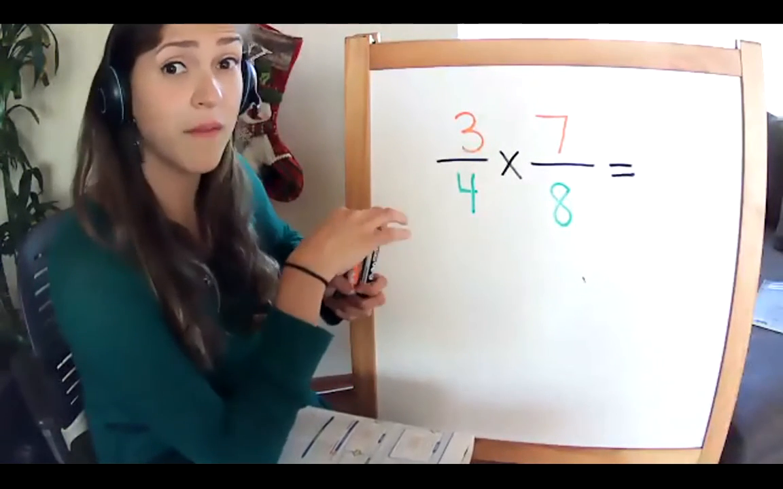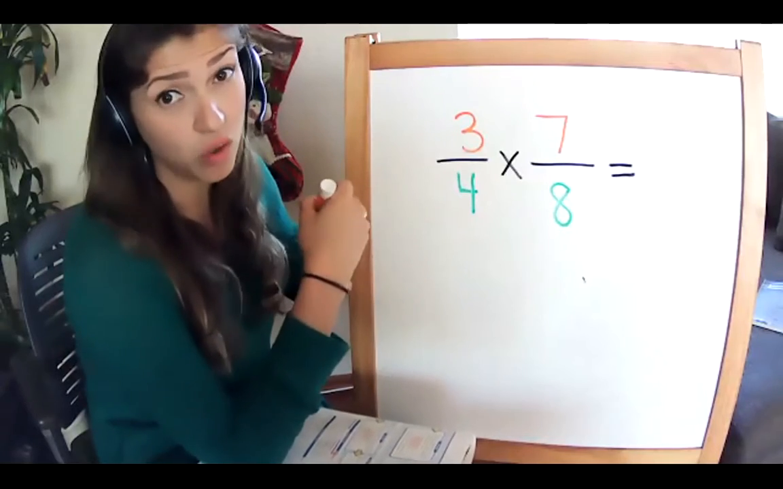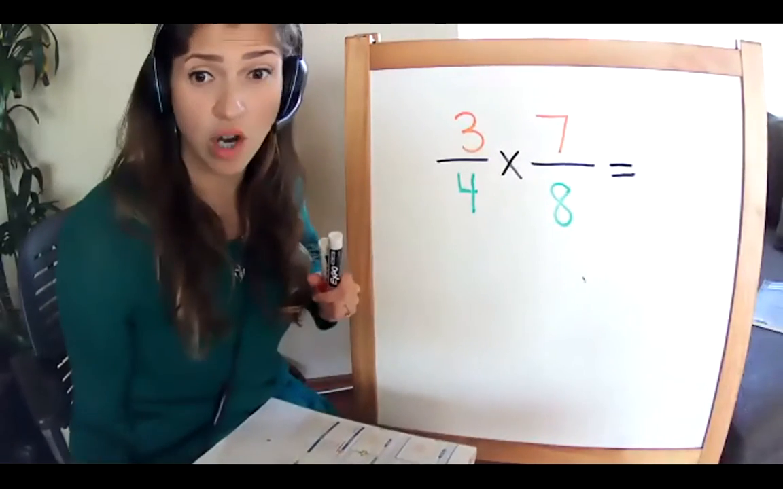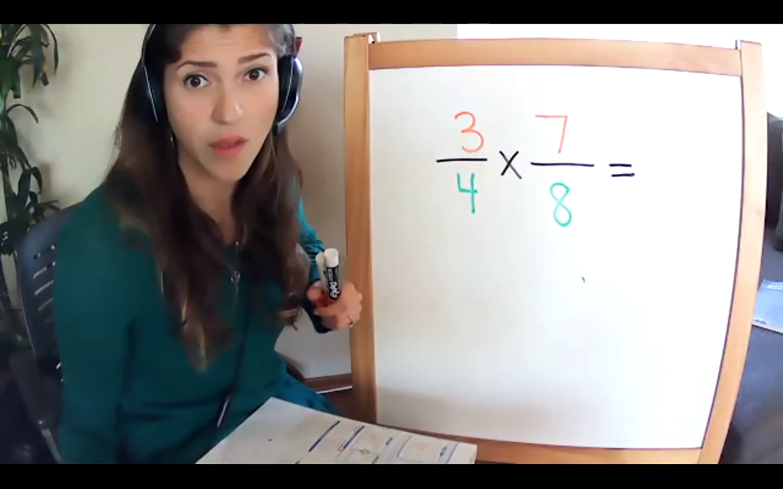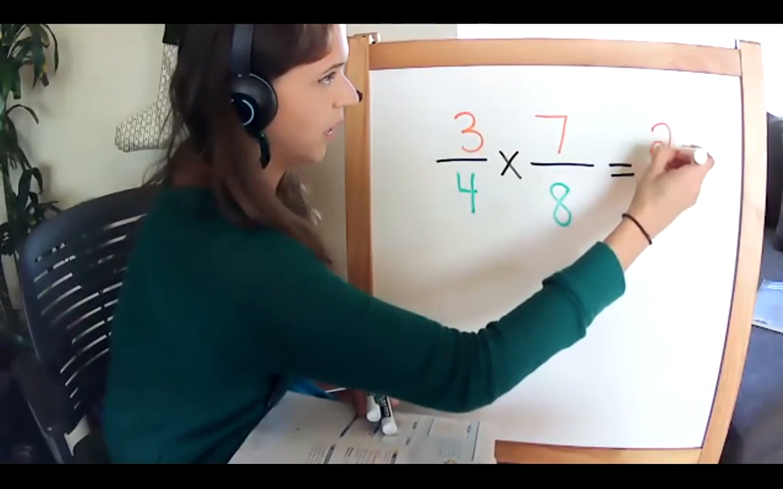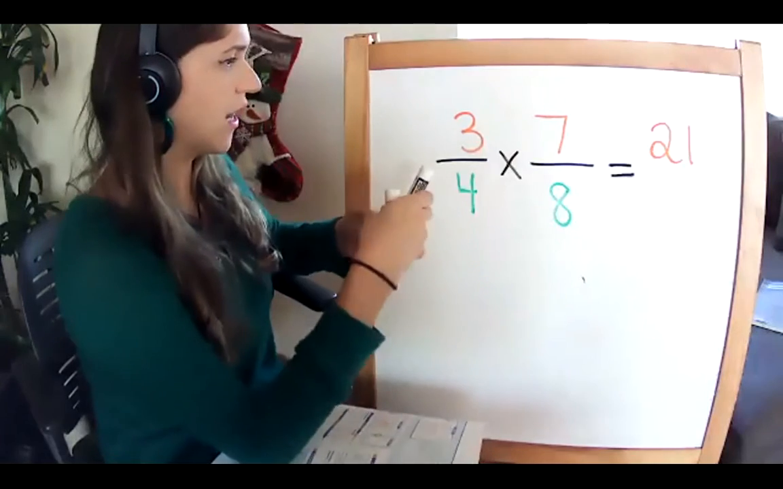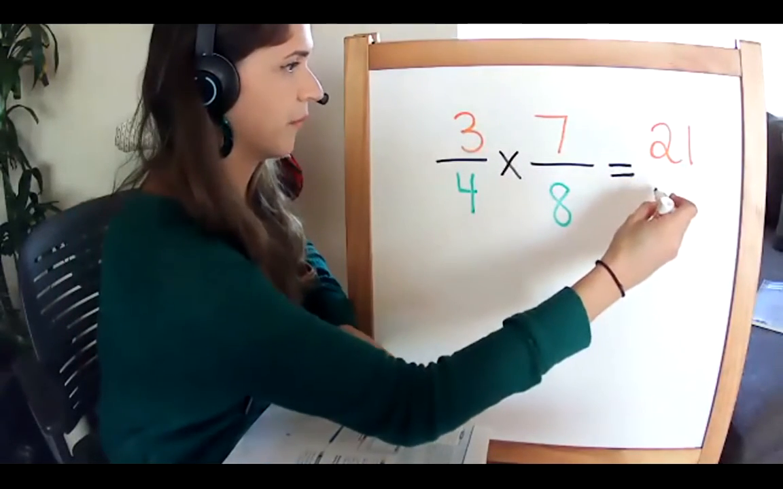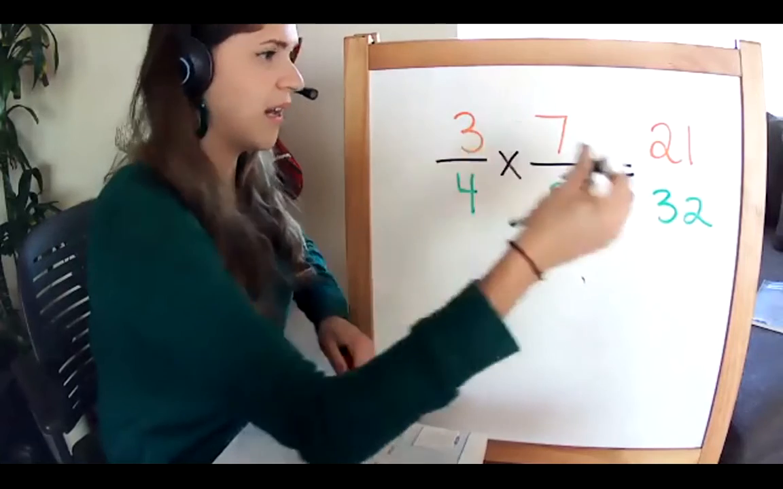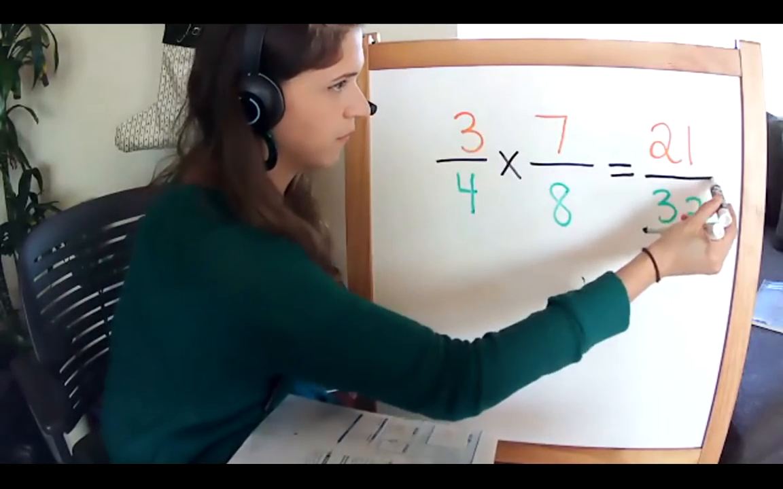Since there's no common factor, we're going to just multiply our numerator times our numerator and our denominator times our denominator. So let's start with the 3 times 7 is 21. And the 4 times 8 is 32. Fifth graders, is my answer in simplest form?